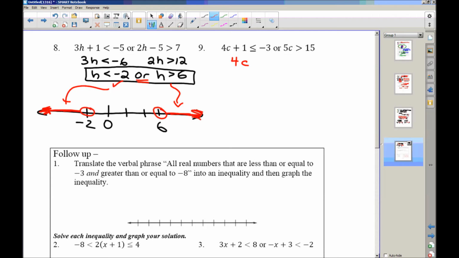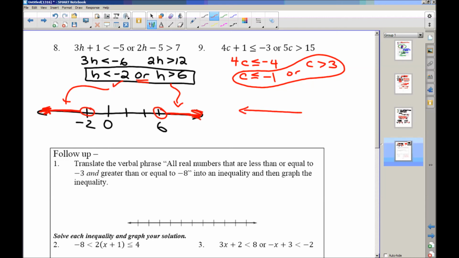So here we're going to subtract 1 from both sides to get -4. And then we'll divide both sides by 4 to get -1. And on the right inequality, we just have to divide by 5. So we'll get C is greater than 3. So here's our final answer for solving. Everything less than or equal to -1 or greater than 3. So let's make our graph. There's 0, there's -1, 1, 2, and 3.